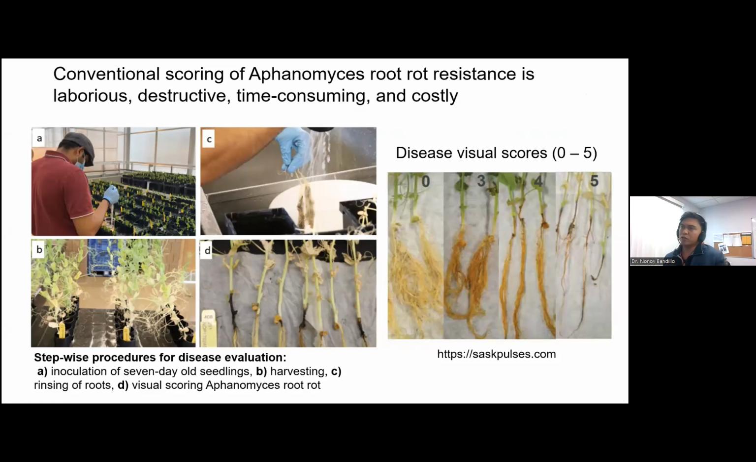Okay, and to compare that with conventional scoring of Phomopsis root rot, it is a very tedious process. So after inoculation, you need to destructively sample the plants. You need to harvest them, clean the roots, and then the visual scoring of the symptoms is done. We are using a scale of 0 to 5, and just to give you an idea, these are the scores. The 0 is the healthy one, the 5 is the worst one. In between are those showing a little bit of symptoms.